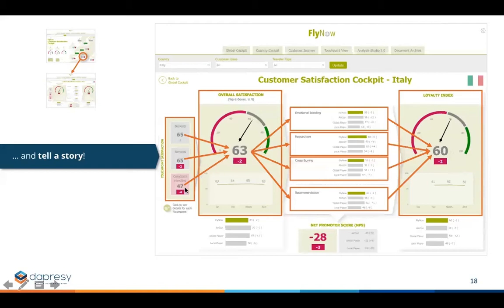So why did the loyalty index go down by 2 percentage points? In this case, you can see that satisfaction went down, and emotional bonding went down a little bit. It's the same with repurchase, cross-buying, and recommendation. And satisfaction went down mainly because service was rated worse and complaint handling was rated worse. So it's time to click on the left side to get more details about specific touch points.